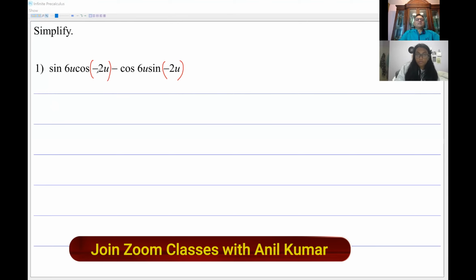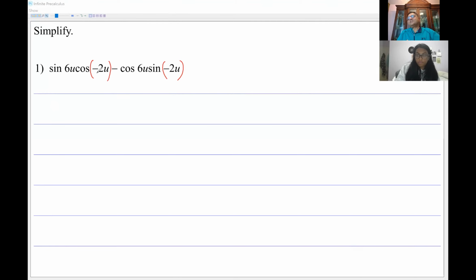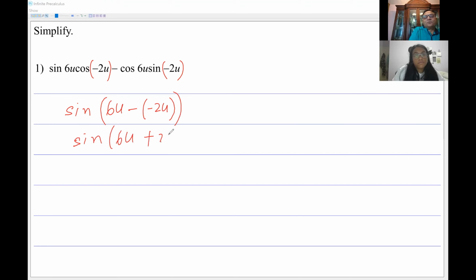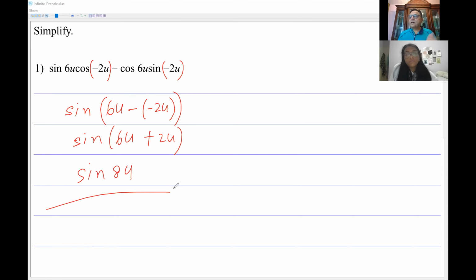Sine A cos B minus cos A sine B is sine A minus B, right? So we'll write this as equals to sine of 6u minus of minus 2u. Do you see that? So it'd be sine of 6u plus 2u. So it is sine of 8u. That is slightly different because we have taken the angles or the arguments as negative. So that could be the case at times. Is that clear to you? Right. So that's interesting.